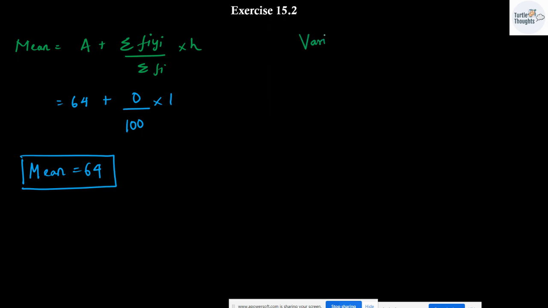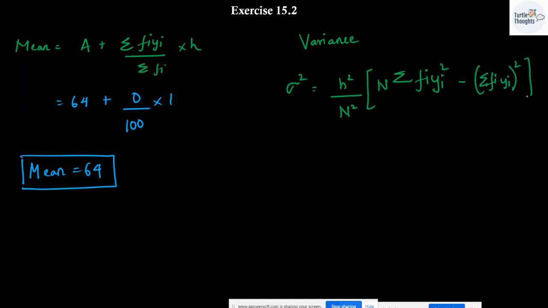Now, variance is going to be given by the formula h square divided by n square, where n is nothing but sigma fi, multiplied by n times summation of fi yi square minus sigma fi yi whole square. This is going to be your formula.